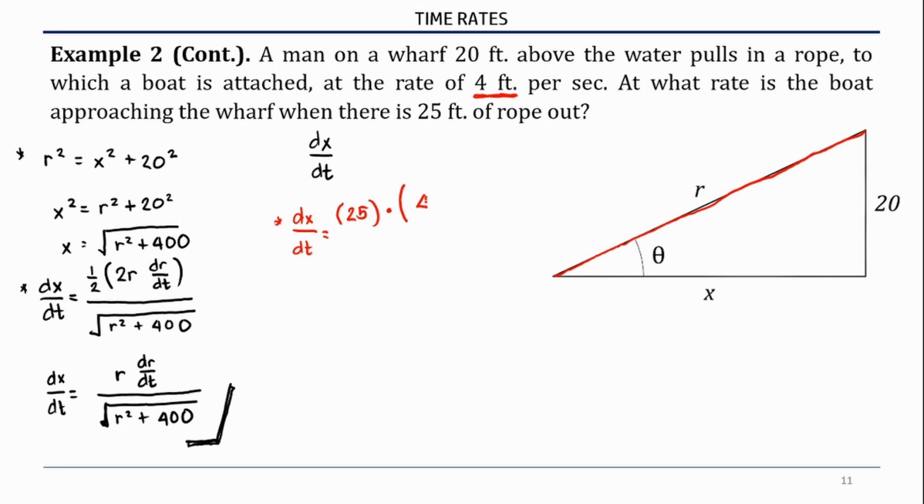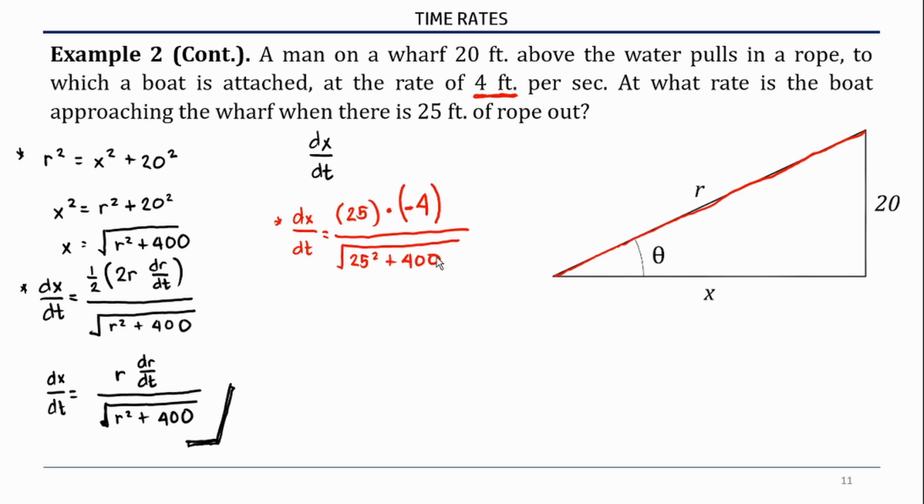But before we proceed, dapat may sign yan. Kasi kung mapapansin nyo, kung hinihila itong r, ibig sabihin umiikli siya. So dapat yung rate ng change na yan ay negative kasi umiikli. So bear that in mind na pag lumiliit, negative, pag lumalaki ay positive. Okay? And then all over the square root of r squared. Square root of r squared is 25 squared plus 400.